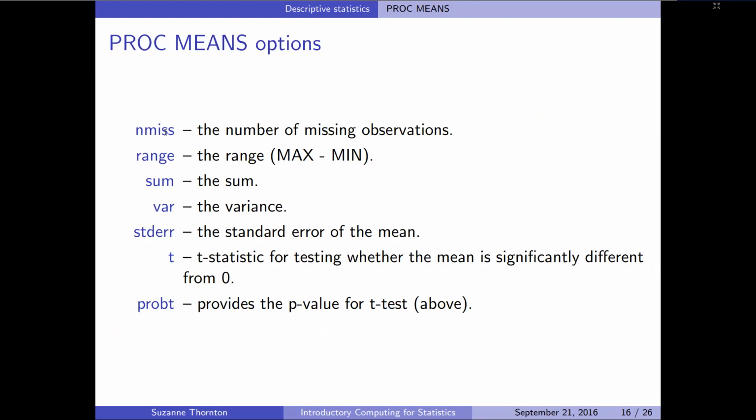The NMISS option will tell SAS to print out the number of missing observations for the dataset. The RANGE option is the range. SUM is for the sum. VAR is for the variance. STDERR is for the standard error. And T is for the t statistic for testing whether the mean is significantly different from 0. And PROBT will provide the p-value for the previous t-test.